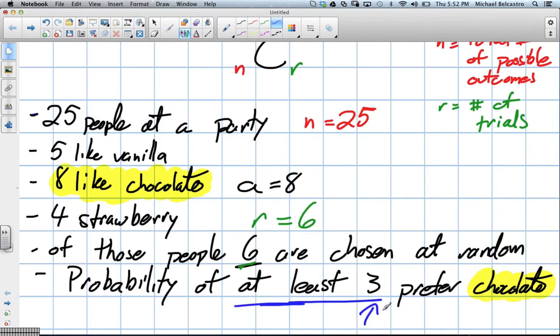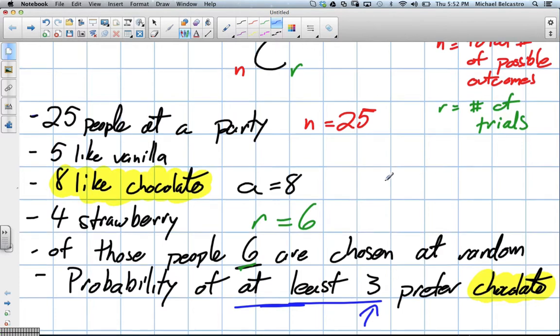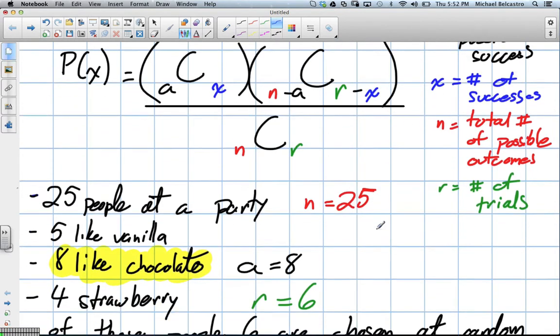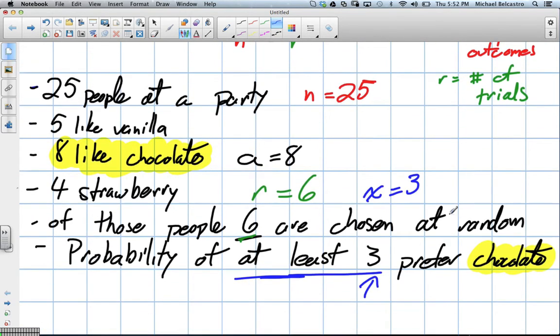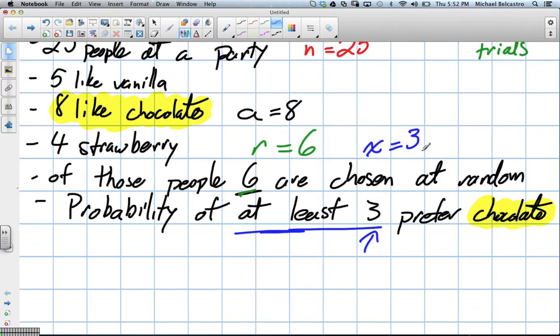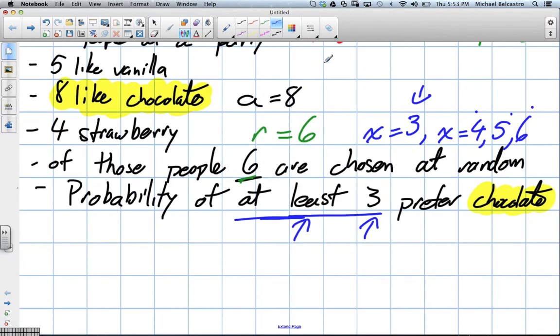First of all, we're going to start with the probability of 3 of them being successful. So our number of successes, which is X in this question, is going to be 3. But because they ask for at least 3, we're going to have to do this question when X is 3, and because there are a total of 6 trials, when X is 4, 5, and finally, if all 6 people prefer chocolate. We're going to have to do this formula 1, 2, 3, 4 different times. Okay? So let's jump down here and write it out very quickly.